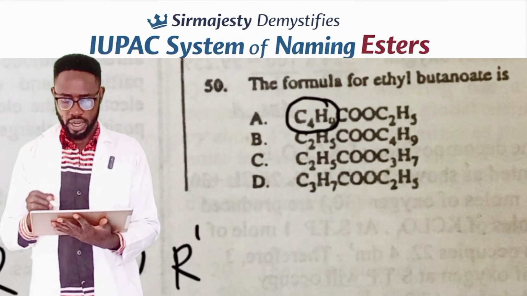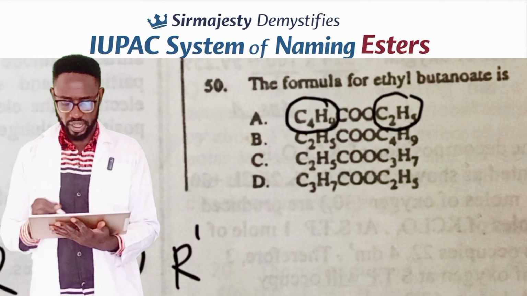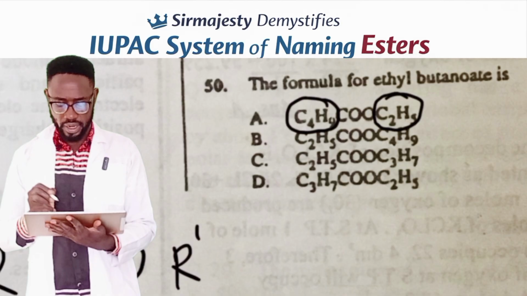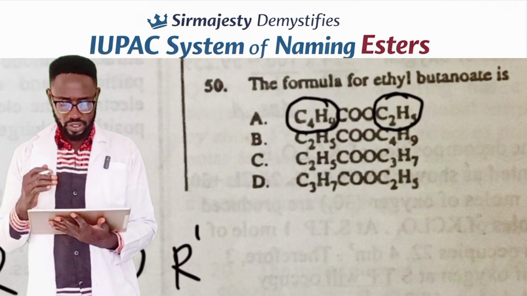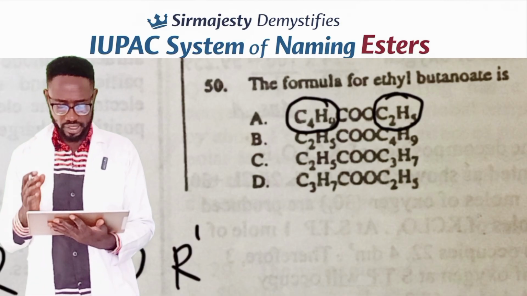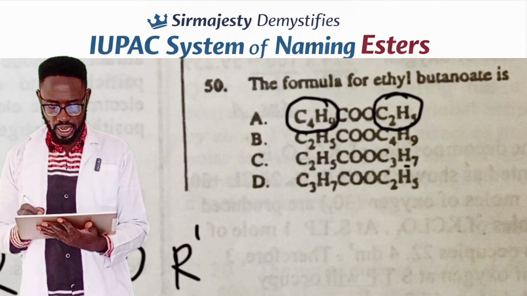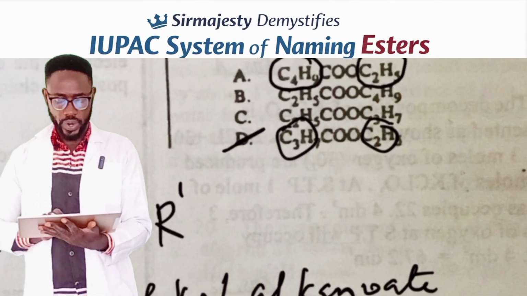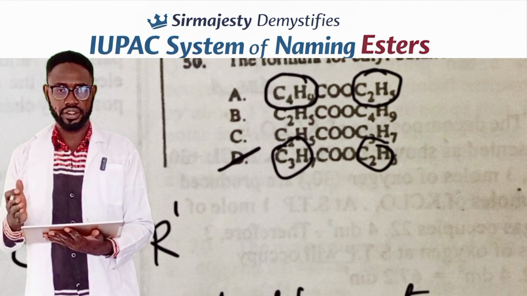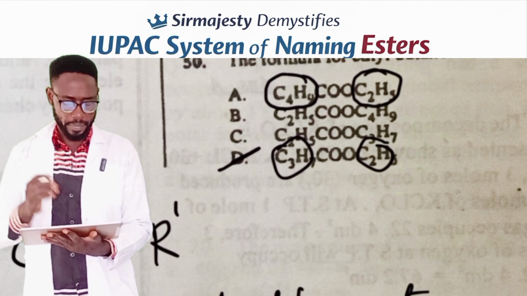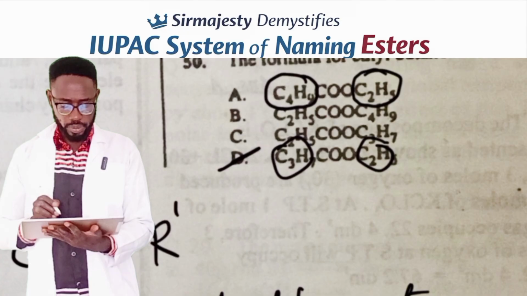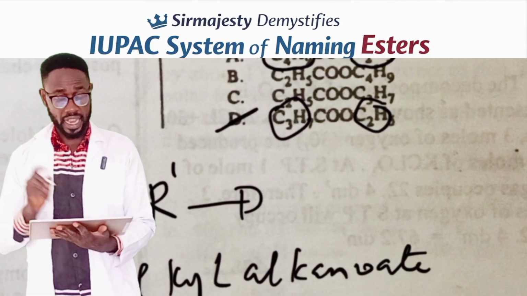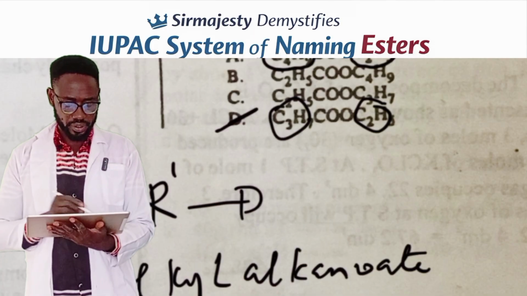Looking at option A, C4H9 is the R, while the second R is C2H5. The same thing happens to option B: C2H5 is the R, while C4H9 is the last R. Option D, C3H7 is the R, and C2H5 is also the R. Remember I told you that the answer is D. Now, with the Alkyl Alkanoate system, we are going to see which R takes the alkyl name and which R takes the alkanoate name. It is very simple. I'm going to divide these two R into the one that will take the alkanoate name and the one that will take the alkyl name.